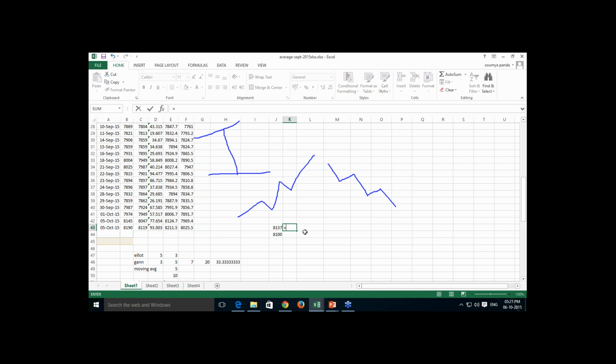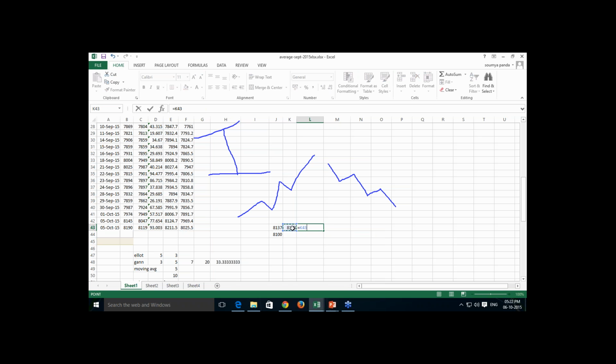If I buy, what will be my targets? This 33% will guide me for that target, multiplied by 33% divided by 100. So my first target will be 8149, or you can take some Fibonacci proportion also. Sorry, I made a mistake here. My 8137 I have started, so my first target I will be taking from 8137. So 8168 will be my first target.